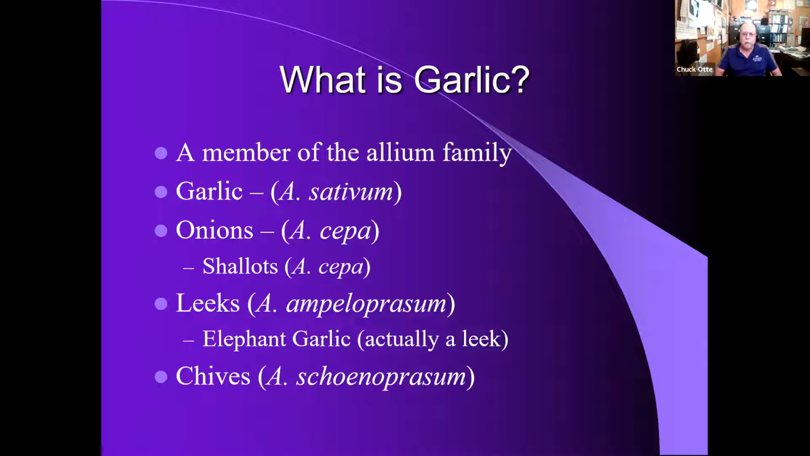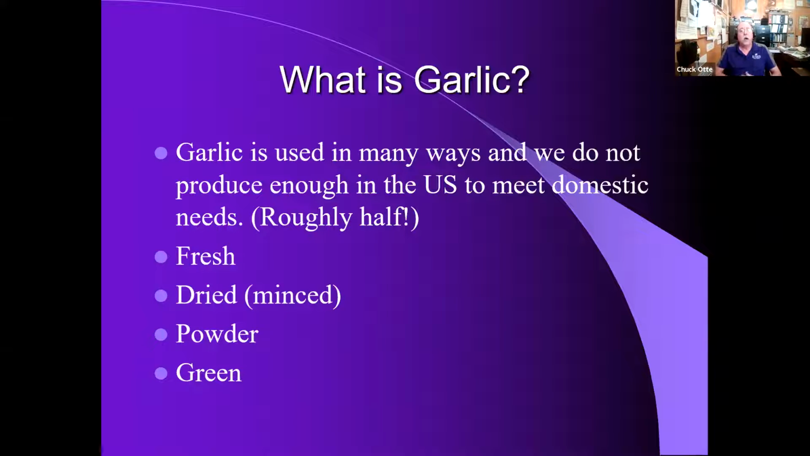But these are the most common ones and the ones that most of us are going to encounter on an annual gardening basis. Garlic is used in many ways, and we don't produce nearly enough in the U.S. to meet our domestic needs, basically about half of it. It can be used fresh, which is what a lot of us do, dried or minced, powdered. I've got all three of those in my house at this time. Some people even use it green, and we'll talk a little bit about using part of the garlic plant, the flower stalk, later on.